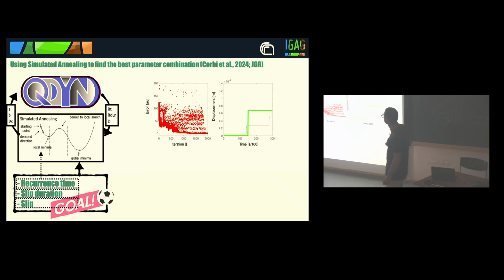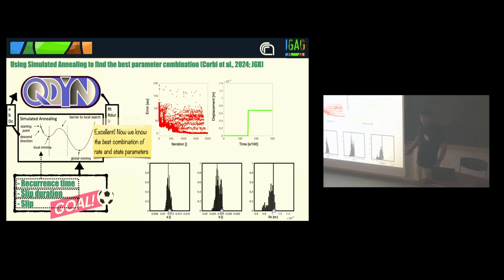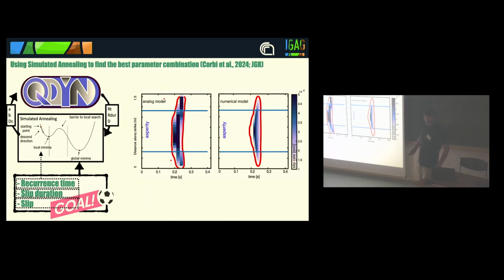So we have the error, the number of iterations of our loop with CUDIN, and in particular we have this one-dimensional model, and you can see that we have time and displacement. Simulations are getting closer and closer to the real data, that is the green line here. At the end, we are able to retrieve A, B, and D sub C of our analog model. And it won't be very difficult for me to convince you that we can perform quite well.